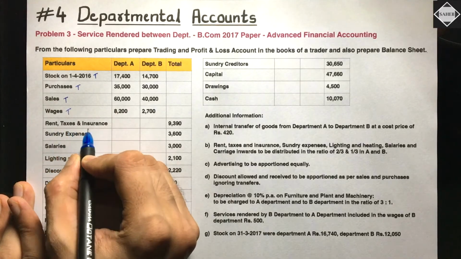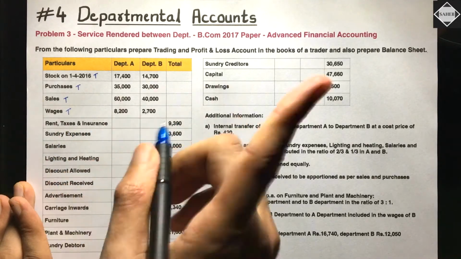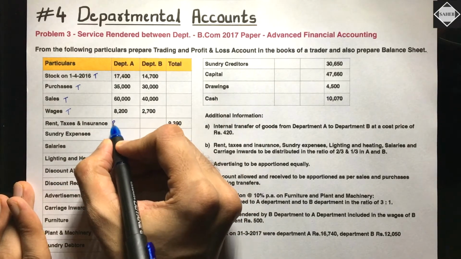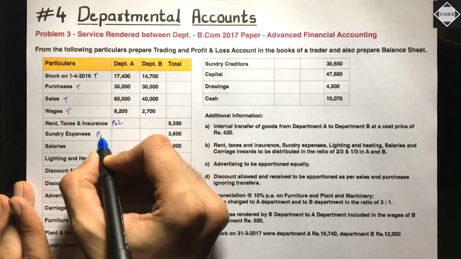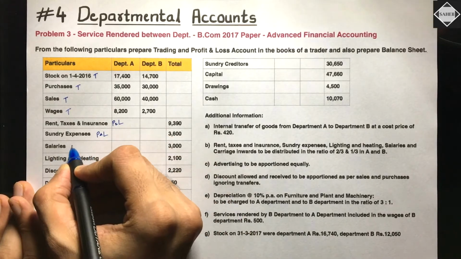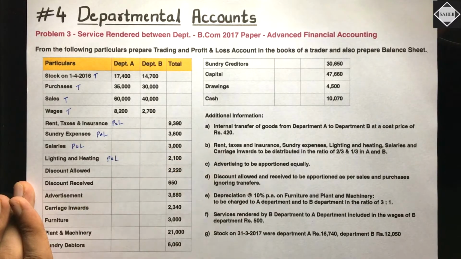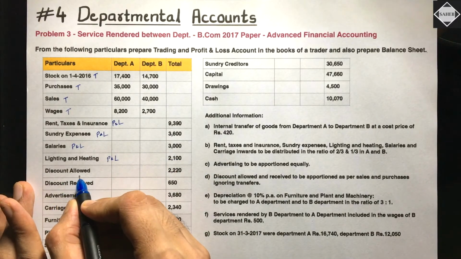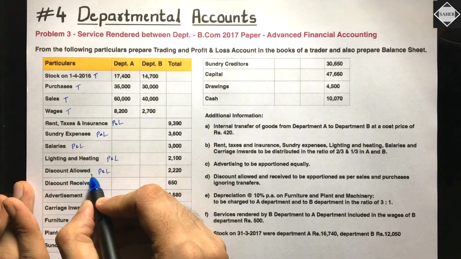Then we have rent, taxes and insurance. Where will this go? This is an indirect expense. This will not go in trading account, it will go in P&L, isn't it? Yes. Then we have sundry expenses, P&L item, no doubt about that. Salaries, P&L item. Lighting and heating, P&L item. Then we have discount allowed, also P&L. We are allowing the discount, this is an expense.